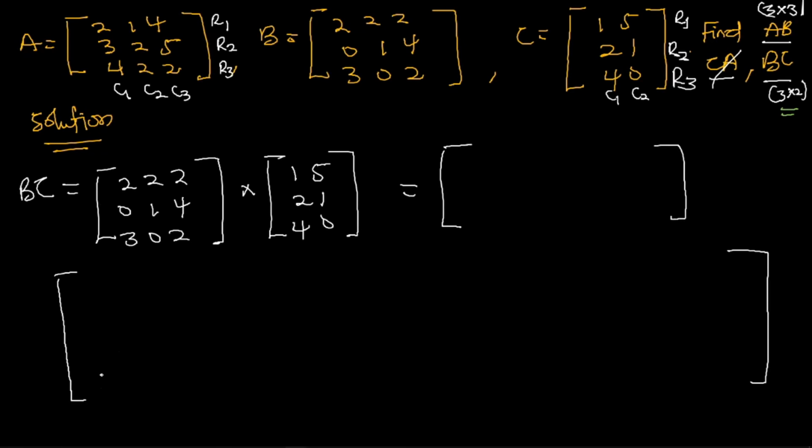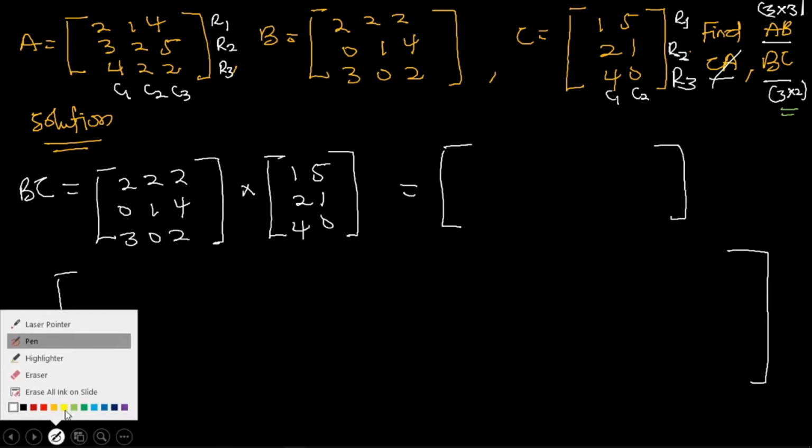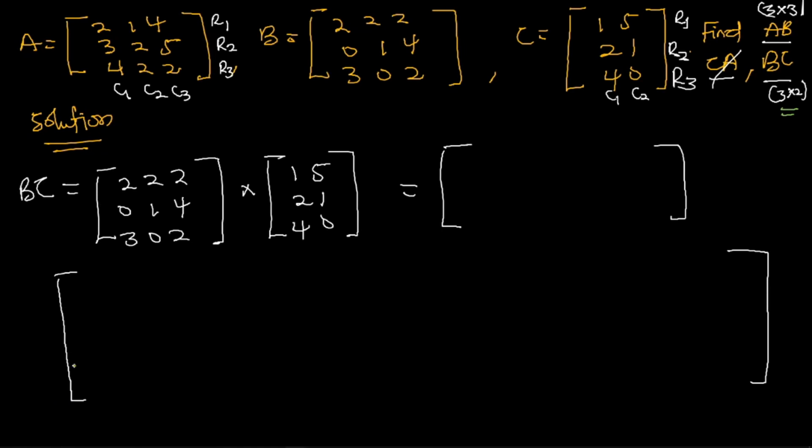Alright, so we are using the first row over here to multiply the first column over here. So we are going to have 2 multiplied by 1, then plus these 2 multiplied by the 2 over here, so we have 2 multiplied by 2. Then we're using the last 2 to multiply the 4 over here. So it's going to be 2 multiplied by 4.